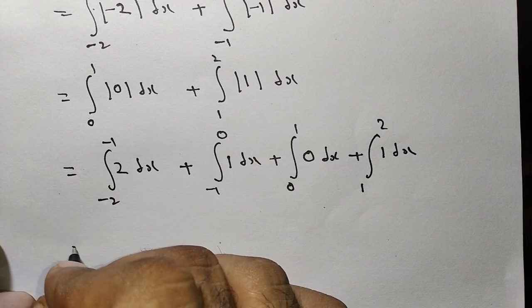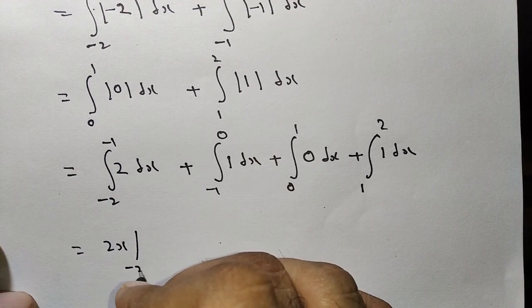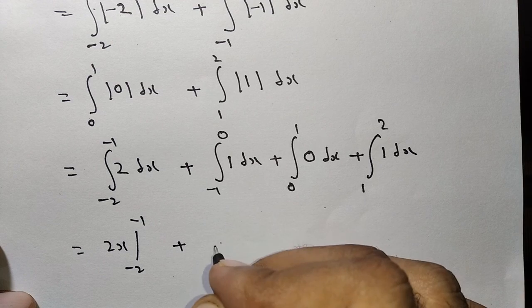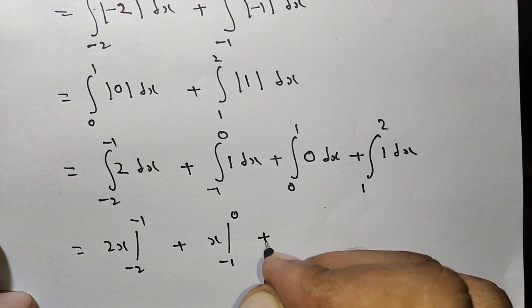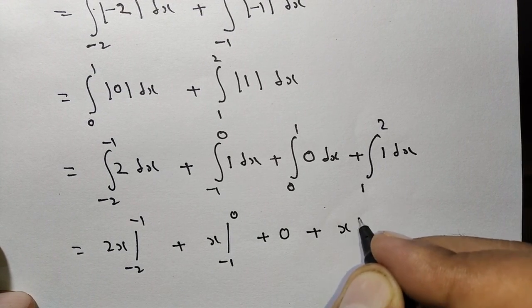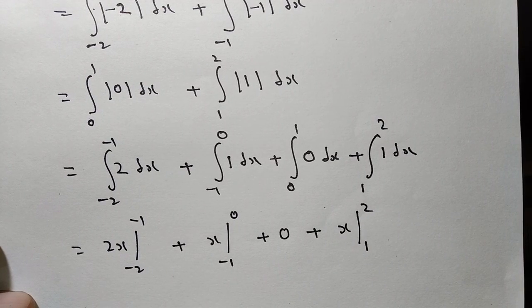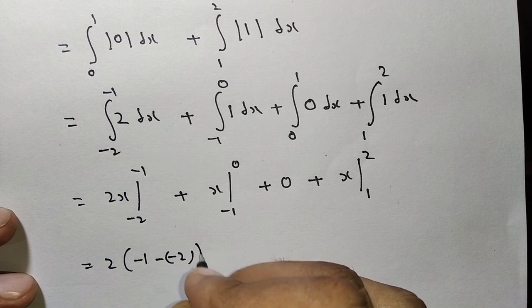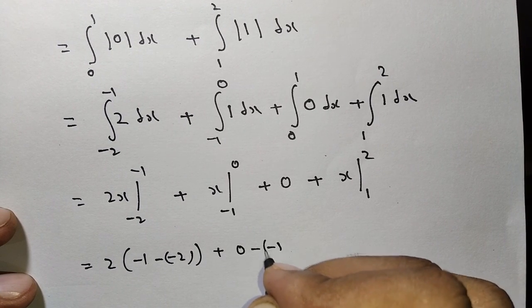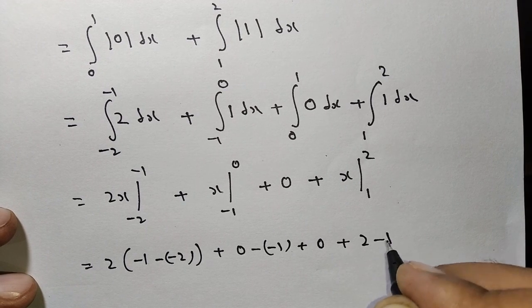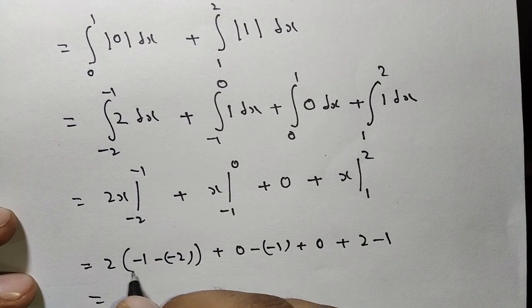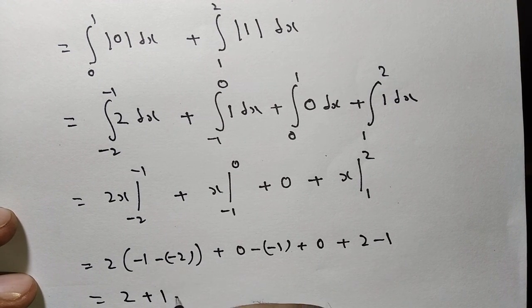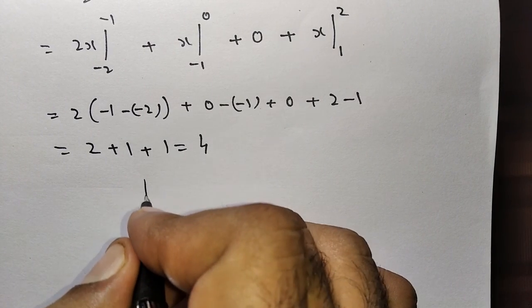So all this integration will give value 2x from minus 2 to minus 1, plus x from minus 1 to 0, plus 0, plus x from 1 to 2. If we calculate this we get 2 times minus 1 minus minus 2, plus 0 minus minus 1, plus 2 minus 1. So we get 2, plus 1, plus 1, that is equal to 4. Now let us draw the figure for this.